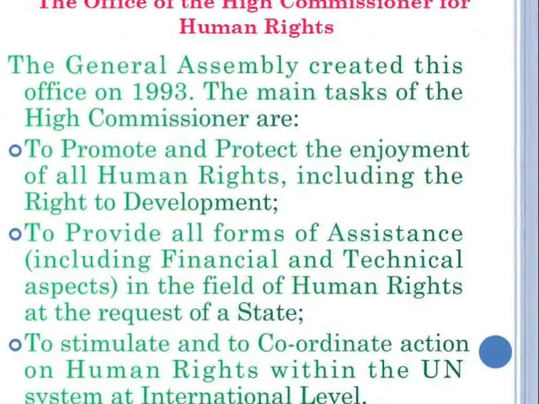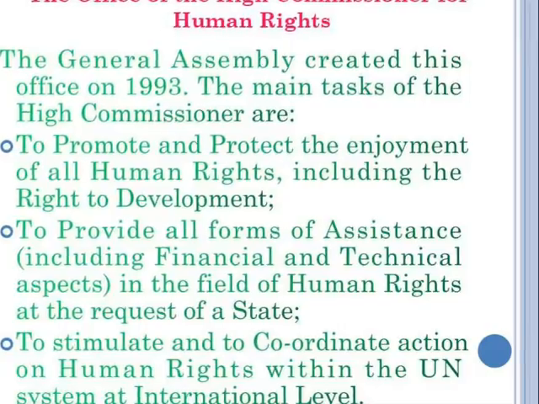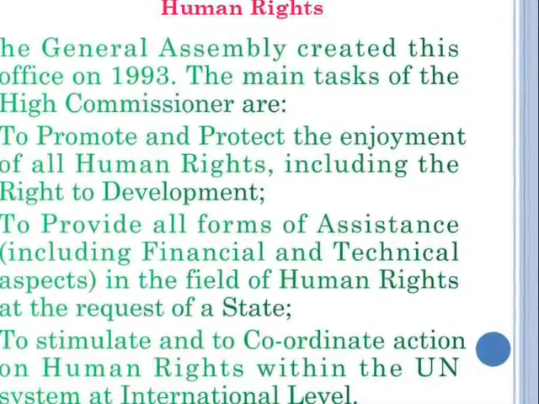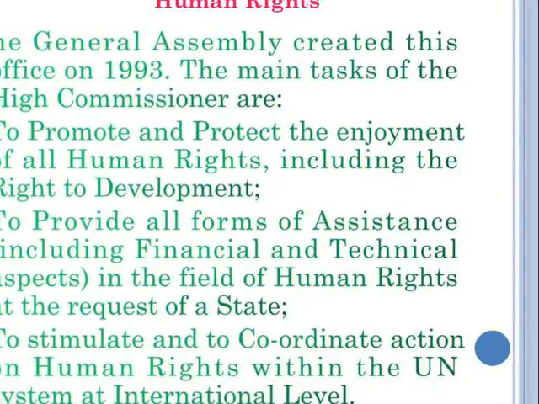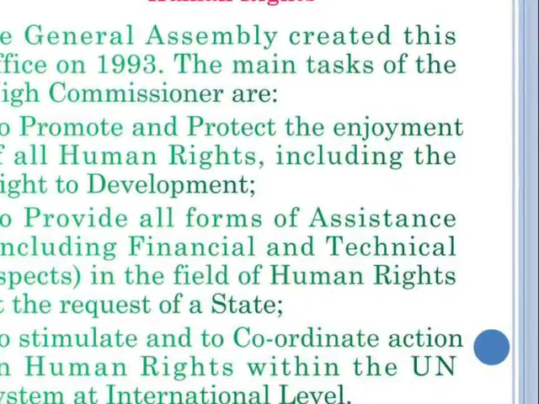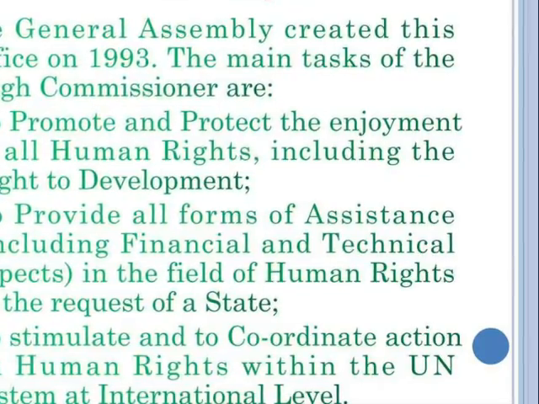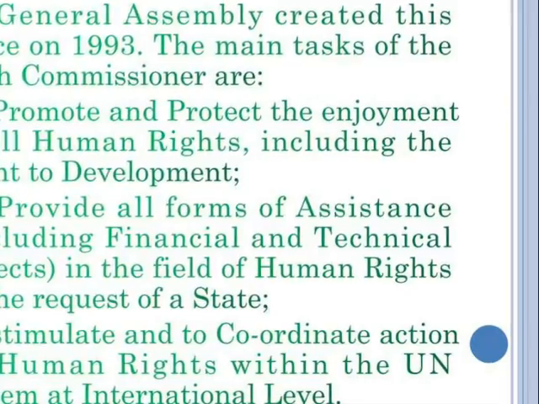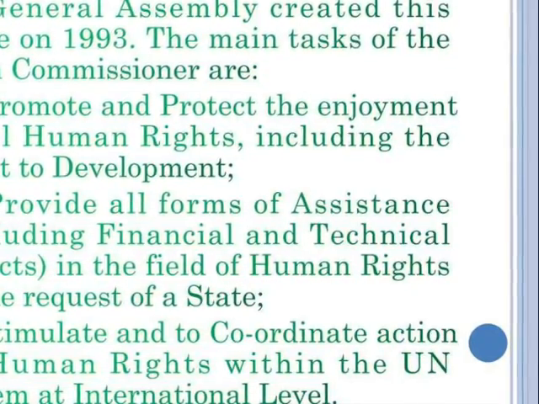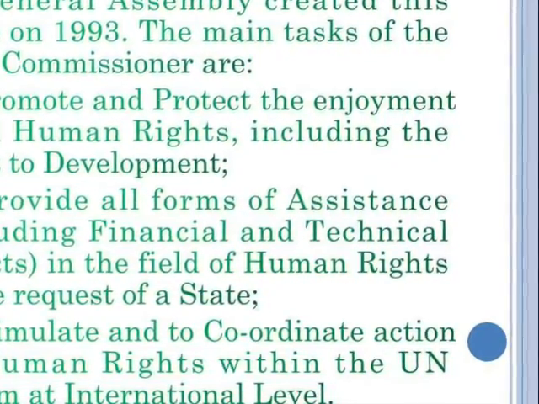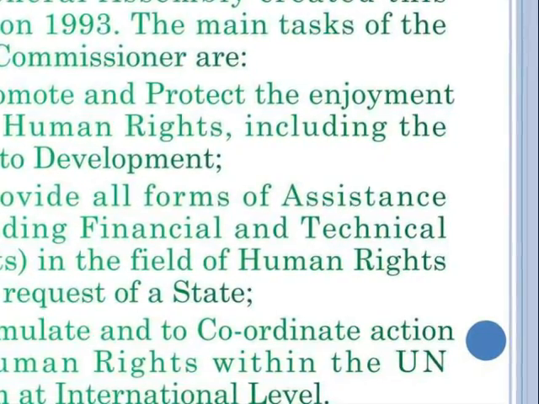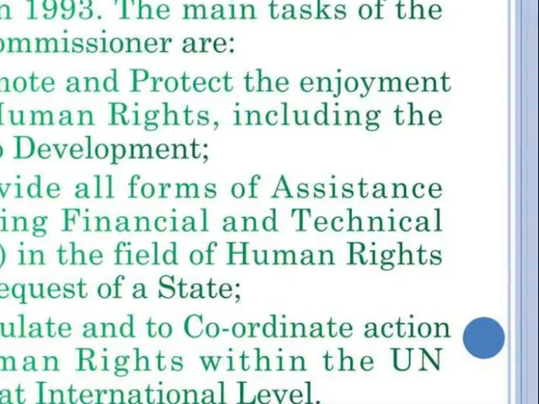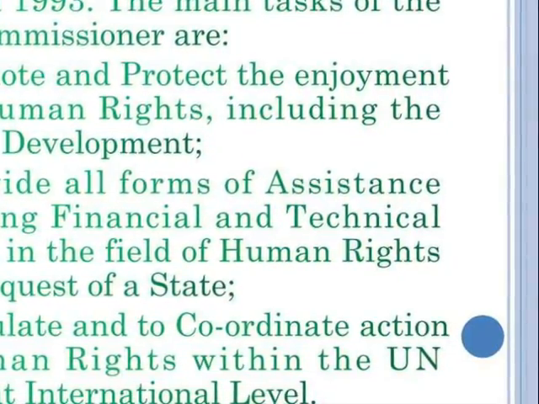The Office of the High Commissioner for Human Rights: the General Assembly created this office in 1993. The main tasks of the High Commissioner are, first, to promote and protect the enjoyment of all human rights, including the right to development; second, to provide all forms of assistance, including financial and technical assistance, in the field of human rights at the request of a state; third, to stimulate and coordinate actions of human rights within the United Nations system at the international level.